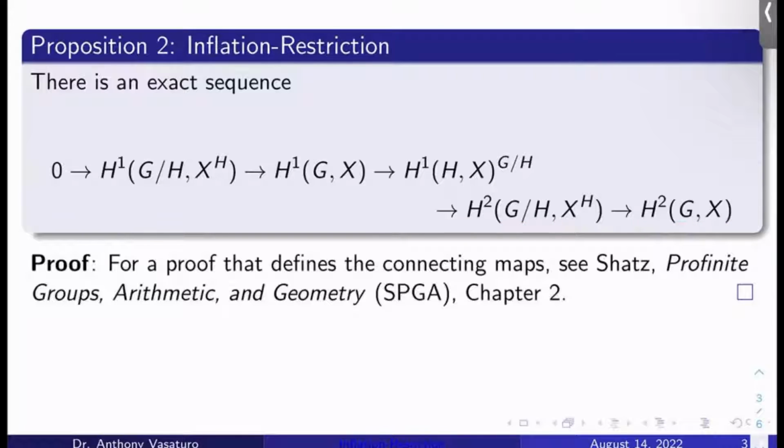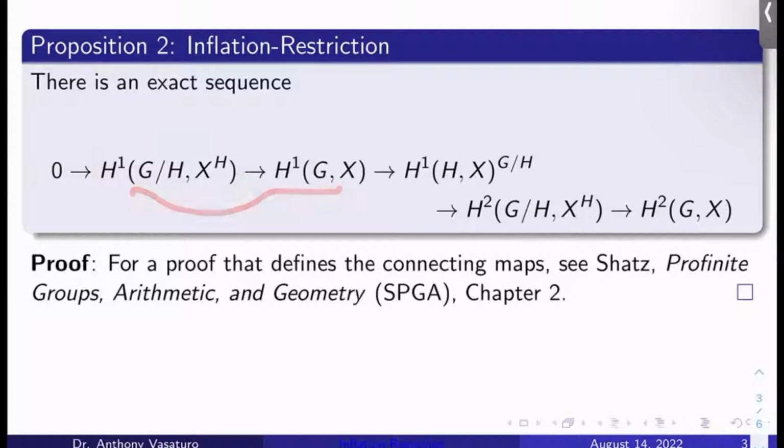And so if you want a proof of this, there's a bunch of places that prove this, like Serre proves this in his books, but also if you want a proof that defines the connecting maps, just kind of a standard reference is Schatz's book, Profinite Groups, Arithmetic and Geometry, which I'll call SPGA if I ever refer to it again. I think that's in chapter 2 there. Okay.